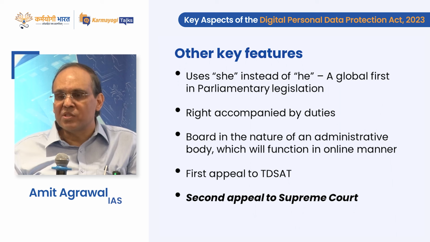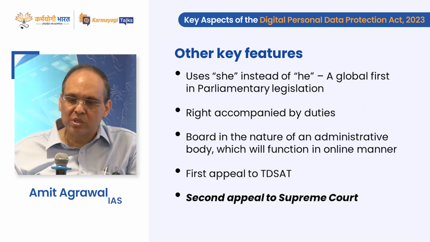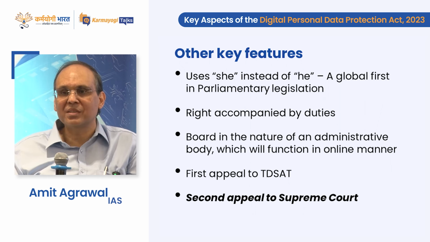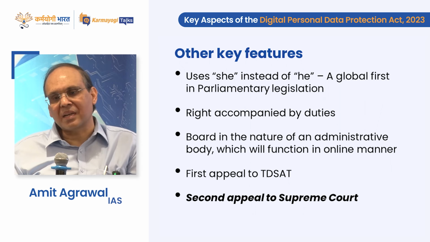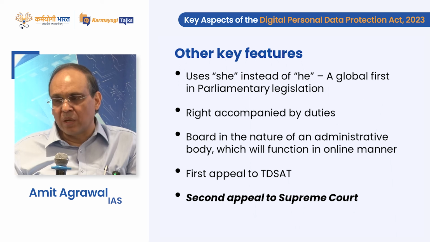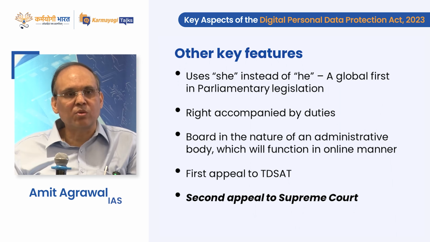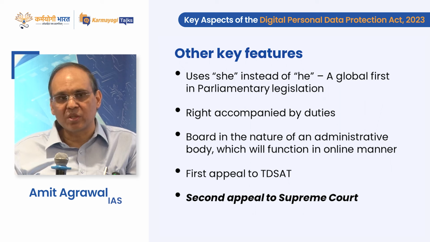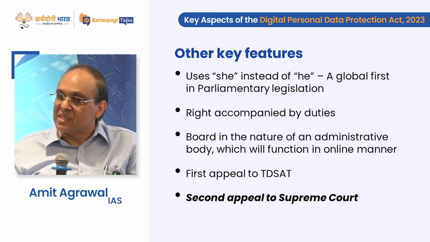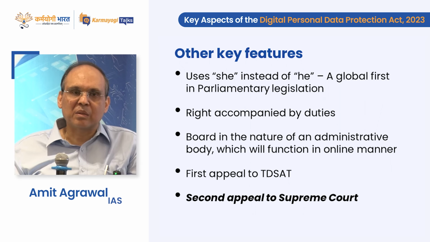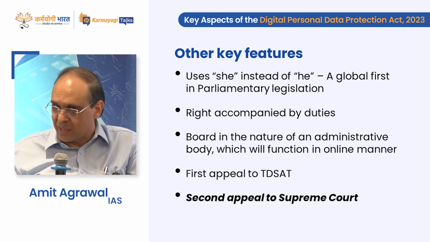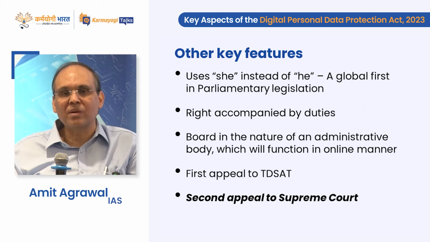The Board is in the nature of an administrative body, not conceived as a judicial body, and it will function in an online manner. The first appeal will lie to TDSAT, which too is committed by law to function in an online manner. So TDSAT in its disposal of telecom disputes would act in the usual manner, but in the disposal of appeals under this law it is obligated to work in the same manner as the Data Protection Board and dispose of things online. And a second appeal would lie to the Supreme Court. The reason for the emphasis on that is to bring out that the matter is ultimately going to reach, or may reach, the highest court of the land. So please abide by the law.